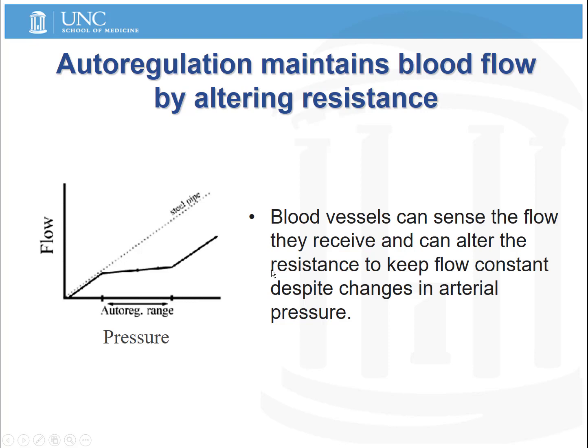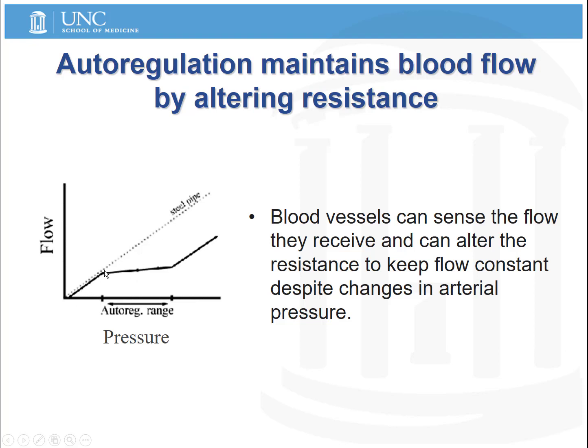So here's an example of what autoregulation looks like. On this graph, we're looking at pressure on the x-axis and flow on the y-axis. In a steel pipe that has no autoregulation and is not able to change its diameter or its resistance, an increase in pressure causes a proportional increase in flow. So there's this linear relationship between pressure and flow. Higher pressure always leads to higher flow in a steel pipe.